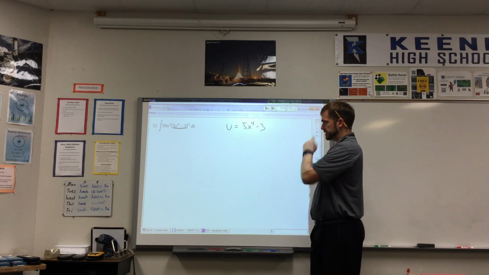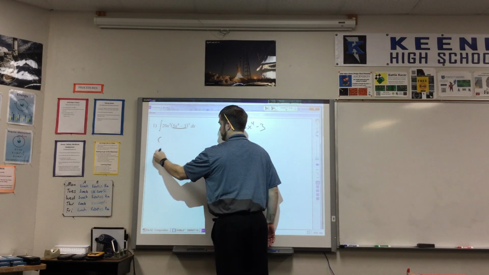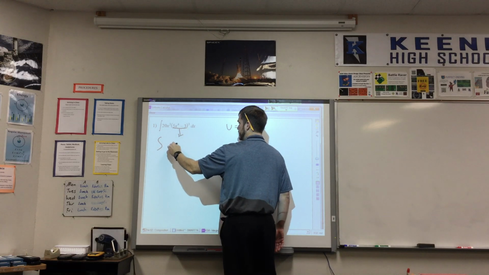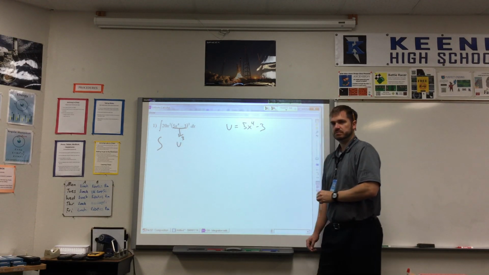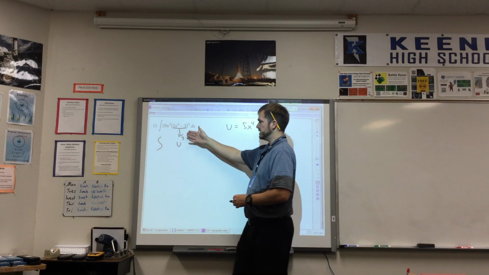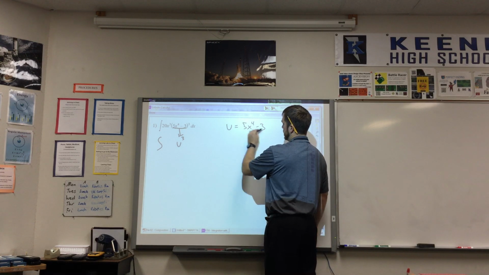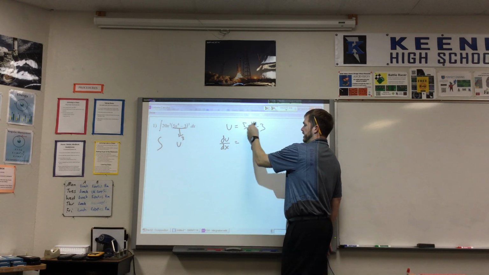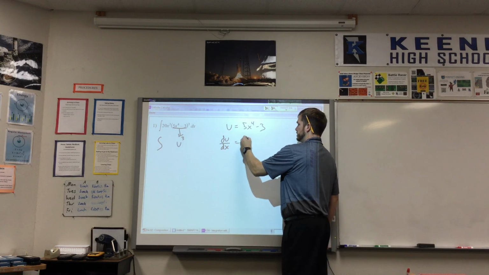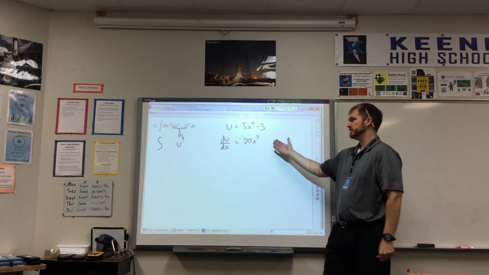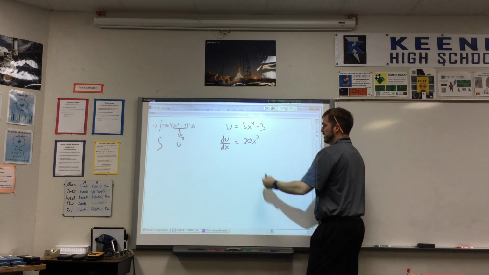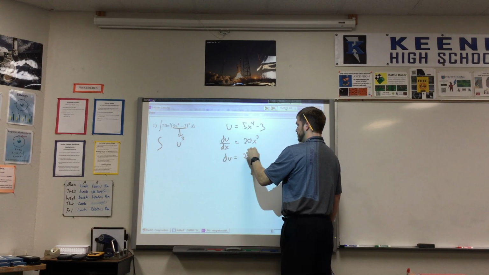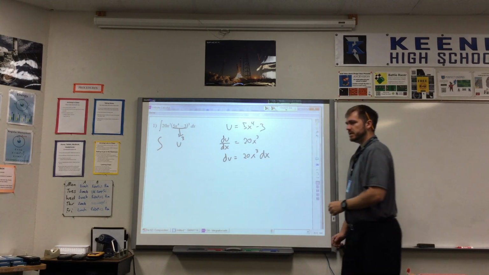So U here is a function of x. And initially I can start doing some substitution. Instead of writing 5x to the fourth minus 3 cubed, I can just write U cubed. Now I still have a dx and I still have a 20x cubed, so let's find the derivative of U with respect to x. You already told me the derivative of 5x to the fourth is 20x cubed. The derivative of minus 3 is just 0. Then, strangely enough, I'm going to multiply both sides by dx. So I have du equals 20x cubed dx.